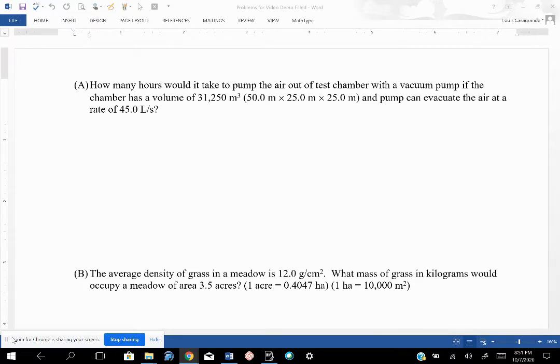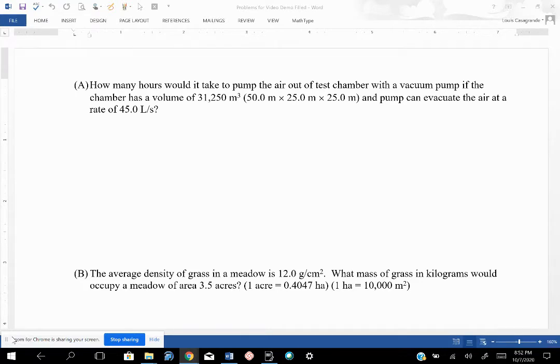How many hours would it take to pump the air out of a test chamber with a vacuum pump if the chamber has a volume of 31,250 meters cubed? I give you the dimensions here, but that's not really important. If I hadn't given you the volume, it would be. And the pump can evacuate the air at a rate of 45.0 liters per second.